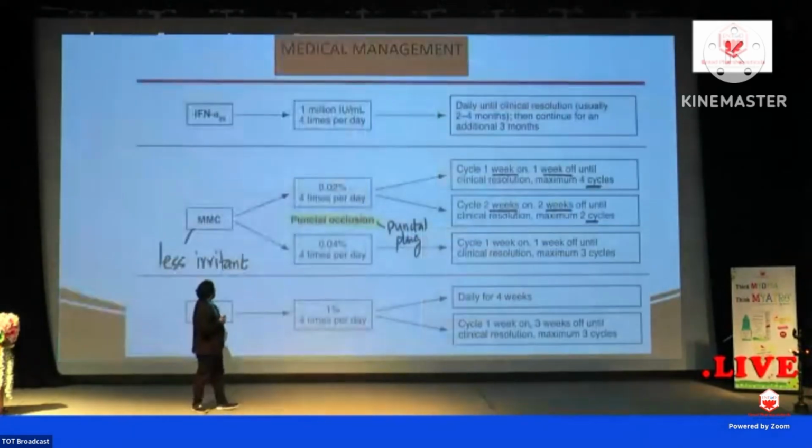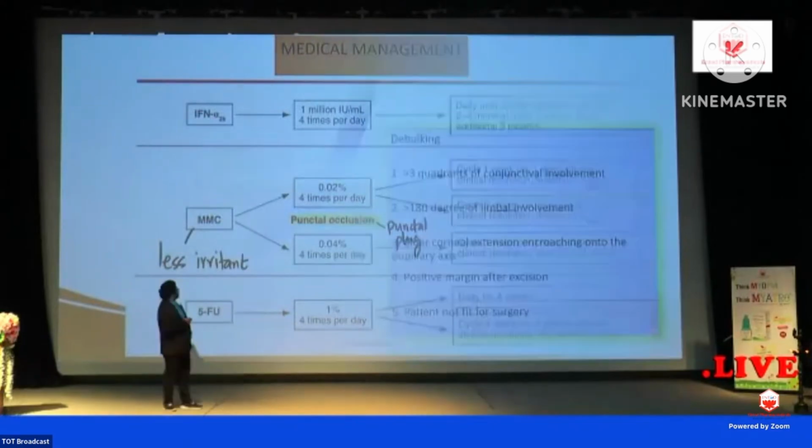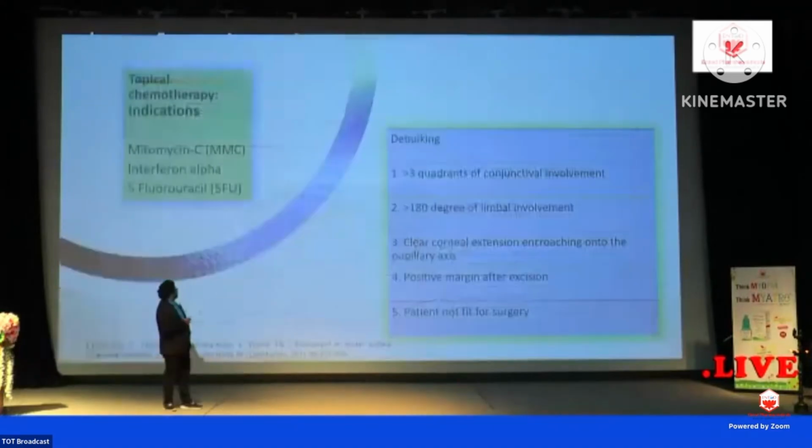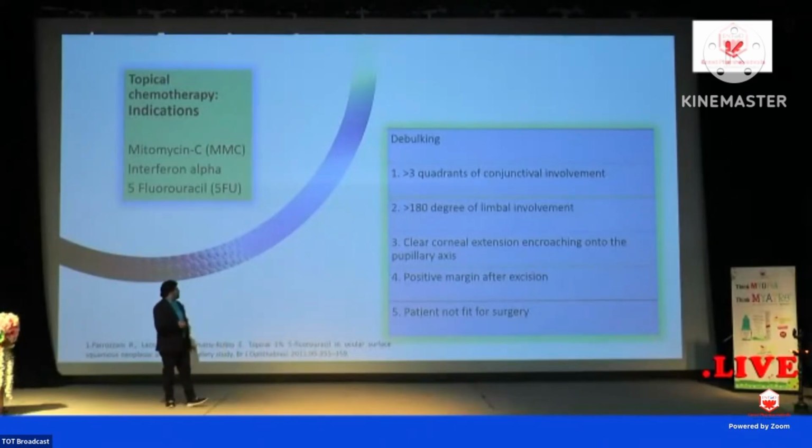So in medical management, we have immunotherapy with interferon alpha 2b and chemotherapy with mitomycin C and 5-fluorouracil in their respective strengths. The indications of chemotherapy are more than 3 quadrants involvement of conjunctiva or more than 180 degrees involvement of the limbus, clear corneal extension into the pupillary axis, positive margins after excision, and patient not fit for surgery. Radiation therapy includes radium and strontium 90.